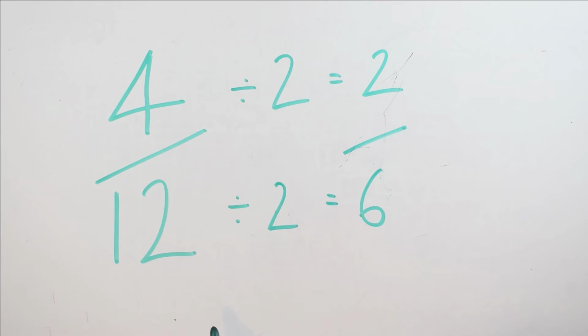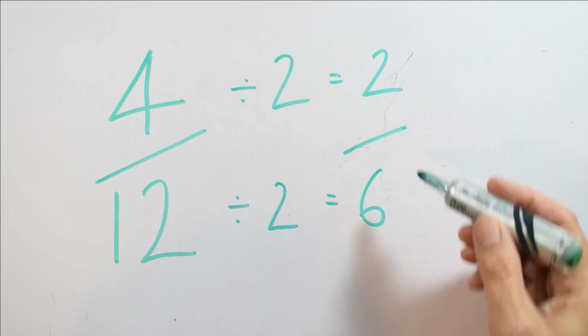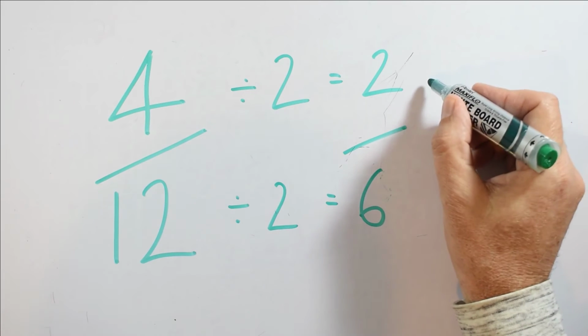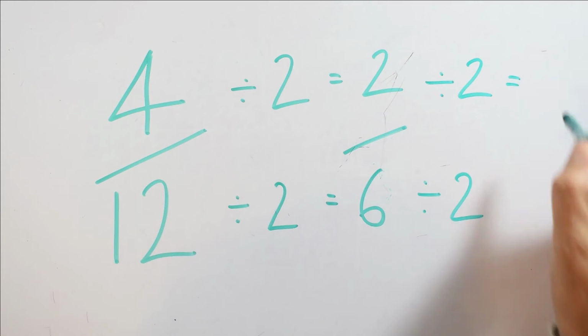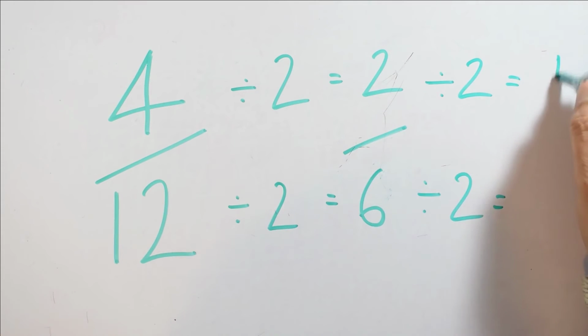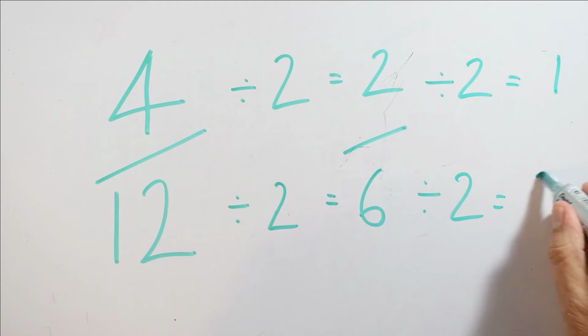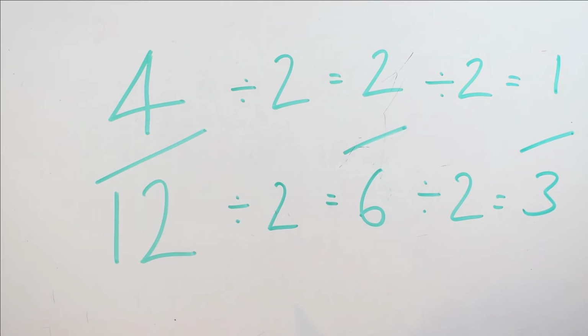Could I simplify it even further? Well, yes I could, because both of these numbers also can be halved. I could go divided by 2, divided by 2. 2 divided by 2 is 1. 6 divided by 2 is 3. So 4/12 is the same as 1/3 again. This thing's been chopped up more times, but it covers the same area as 1/3. Oh, okay. That's a bit interesting.